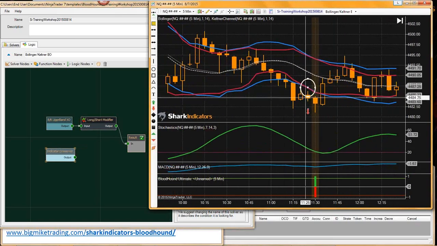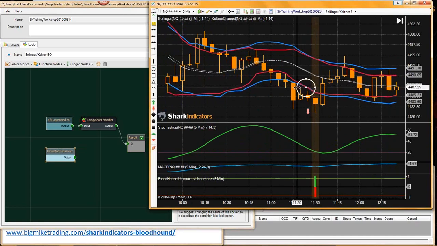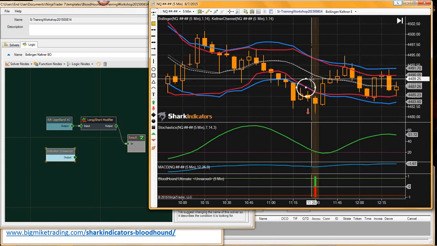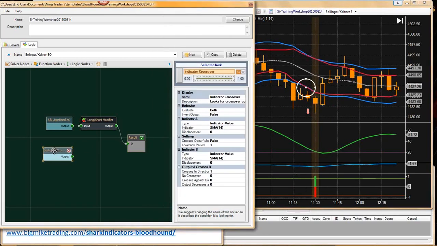So let's find this breakout of the lower band here. And it looks like we had an upper band breakout right afterwards. All right, so this second crossover is pretty much going to be the same as this one, except we're just going to select the lower bands instead. All right, so let's see. I'm going to just copy that name, paste that in there. So this is going to be the lower band.